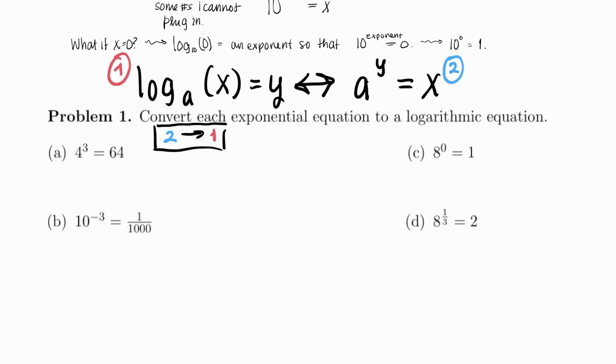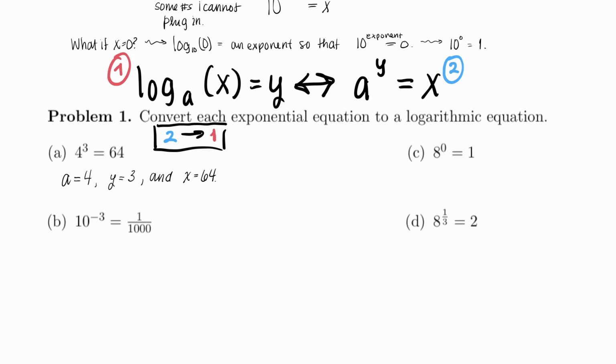So looking at part 2 of the equation, a to the y is equal to x. For part A, I have 4 to the 3 is equal to 64. So the base, which is a, is going to be 4. The exponent is going to be 3. And x is going to be equal to 64.